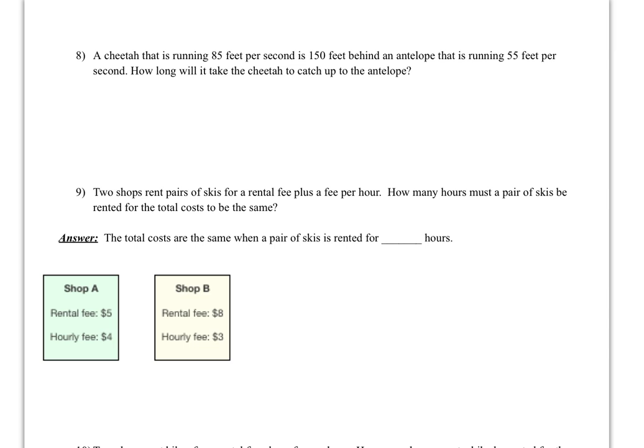So again, we're going to use that distance formula. D equals R times T. D equals RT. That's what we're using. All right. So the cheetah, how fast is he going? 85. Okay. That's our rate. Do we know how long he's been running for? No. Do you want to just keep it as T? Yeah. T for time. I'm good with that.